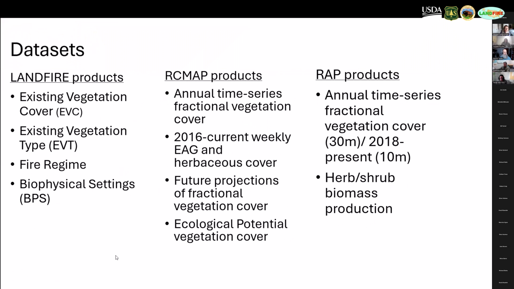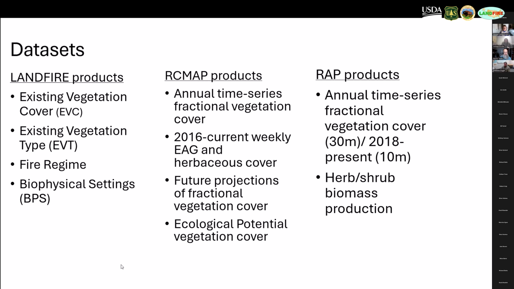Let's see if my slides can advance. Okay. All right. So just a brief overview of the three products we're talking about today. LANDFIRE produces a number of data sets like existing vegetation cover, type, fire regime, biophysical settings, etc. A lot of these data sets have a more fire-centric application in mind, although a lot of overlap exists in these data sets between what RCMAP and RAP produce.